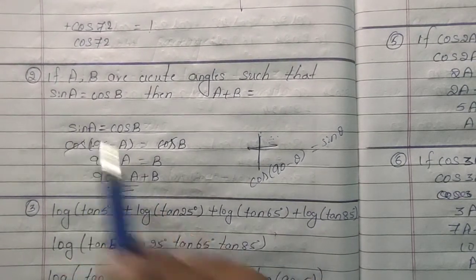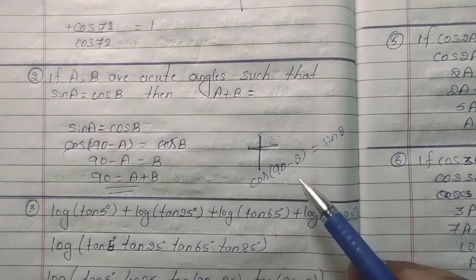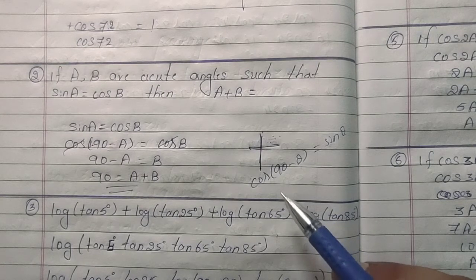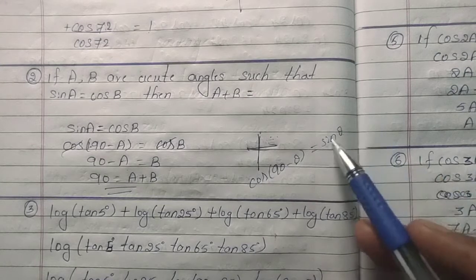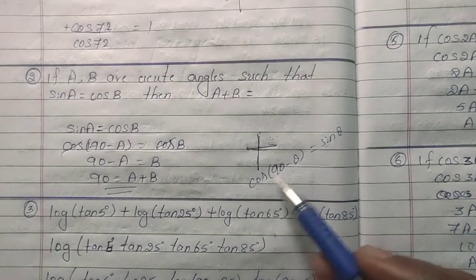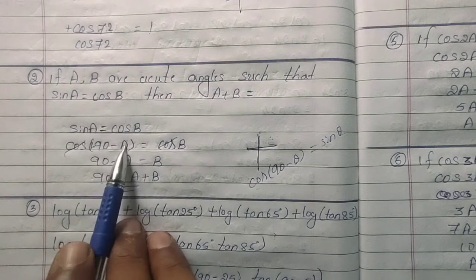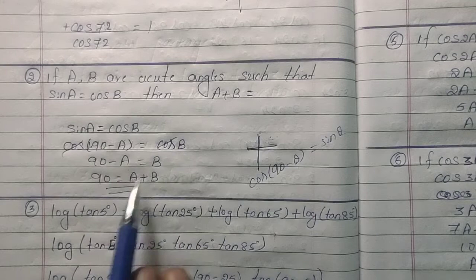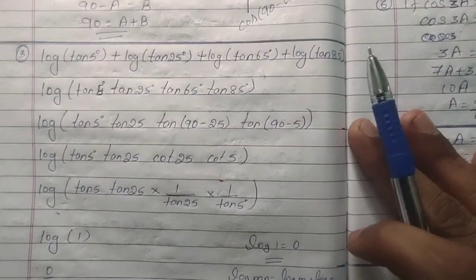See students, sin theta I can write as cos 90 minus theta. Go back to the complementary trigonometric ratios, you will come to know. Cos 90 minus theta is sin theta. So sin theta I can write as cos 90 minus theta. Therefore sin A I can write as cos 90 minus A. Cos gets cancelled, 90 minus A equals B. Therefore A plus B equals 90. Next question number 3.